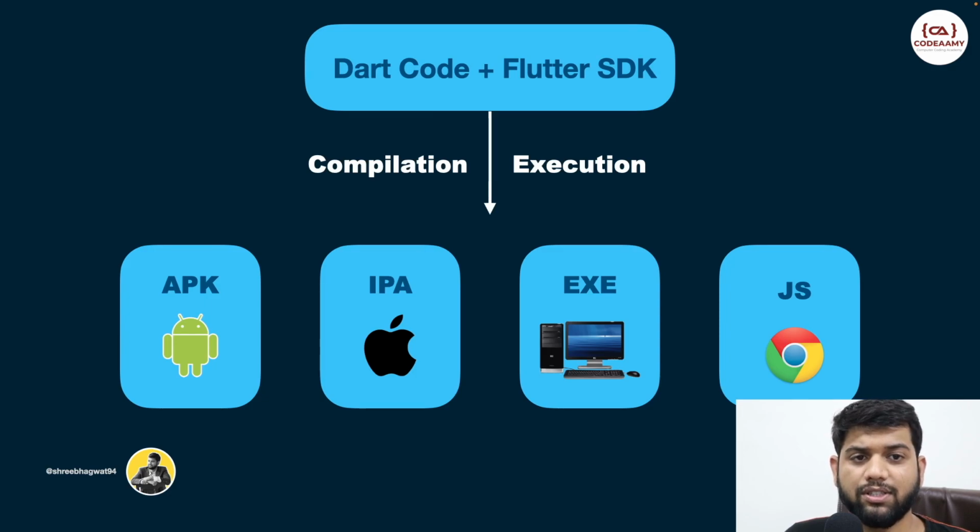So what happens is our Dart code is compiled to the platform specific code that we will be needing. And then that is executed on that platform. So there are two processes. One is compilation, other is execution. Once the compilation is done, it goes ahead with the execution. So the IPA is executed and an iOS application or a macOS application is developed, and APK is executed and an Android application is developed, and EXE is executed and a Windows app is developed. And for web, the Dart code is compiled into JS and HTML and then that is executed in our browser and a web app is run.